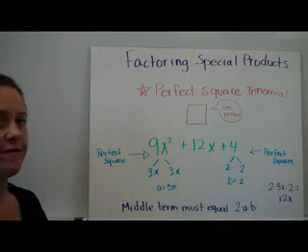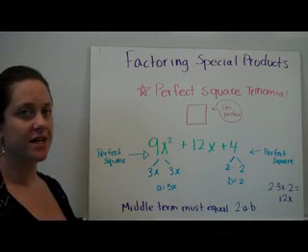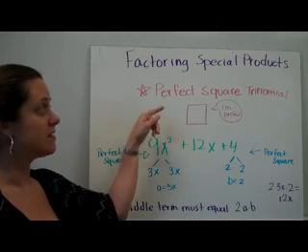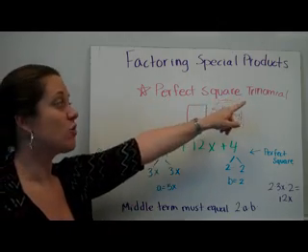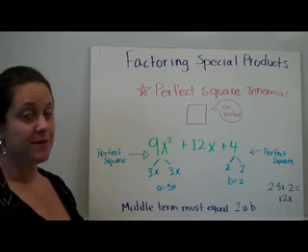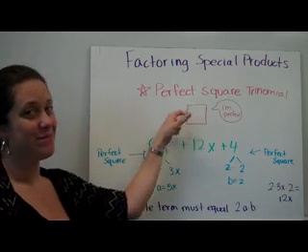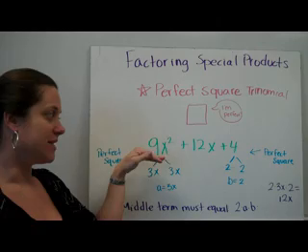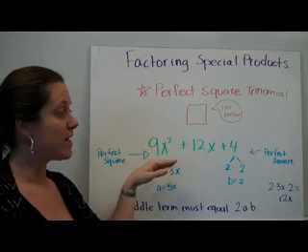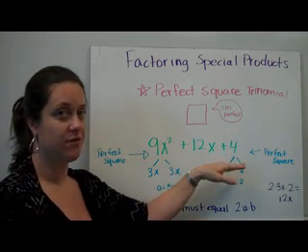Alright, so we're going to talk about factoring special products. The first kind of special product that we're going to factor is called perfect square trinomials. Okay, so a perfect square trinomial, see, I'm perfect. It's going to look like this. So here's an example of one, 9x squared plus 12x plus 4.